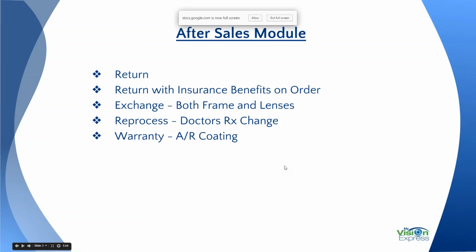We have one more example to go over, which is a warranty. In this particular example, I'm going to do a warranty for an anti-reflective coating, or maybe it can be for scratch resistant coating as well. Let's say my patient purchased his glasses and the anti-reflective coating started peeling on those glasses, and it's covered under a warranty. I don't charge for that warranty.